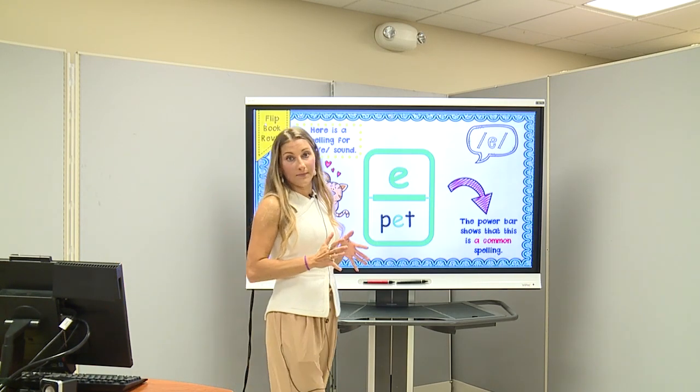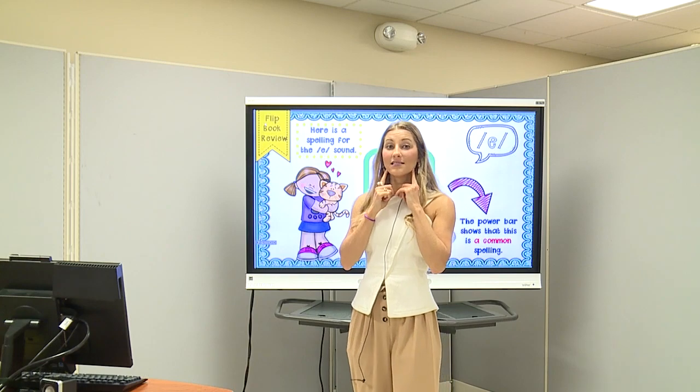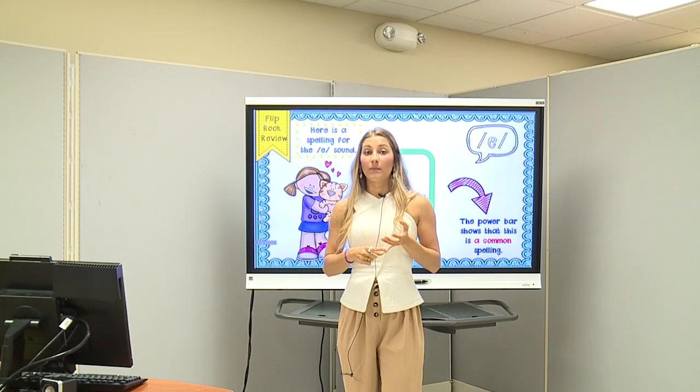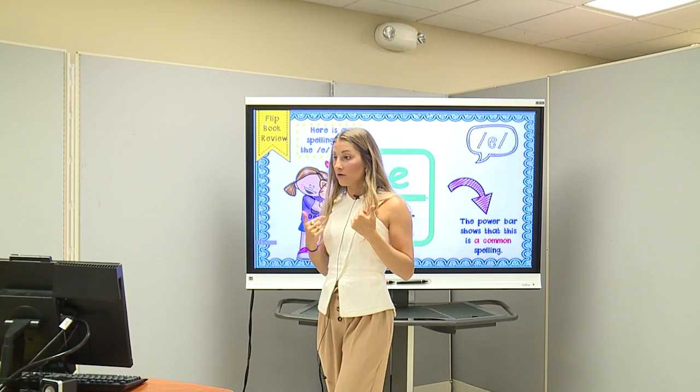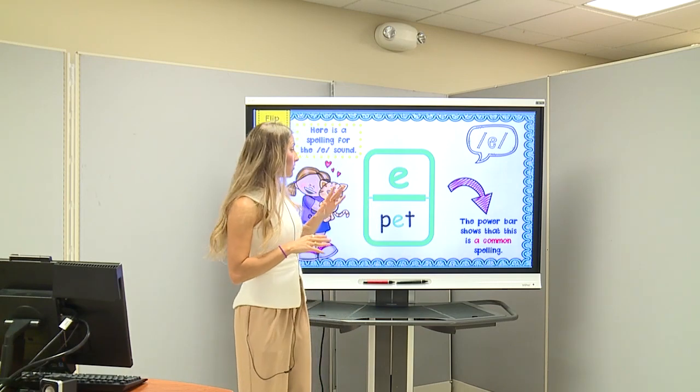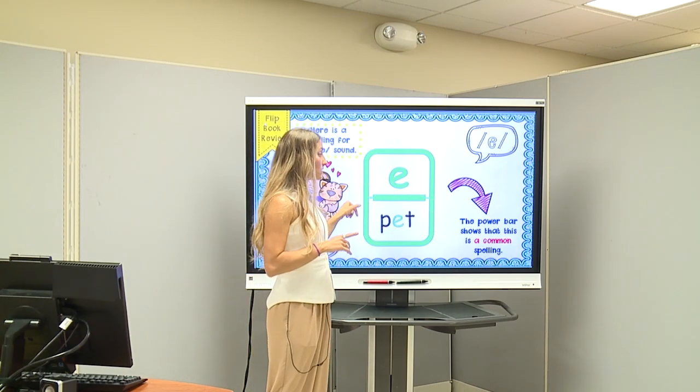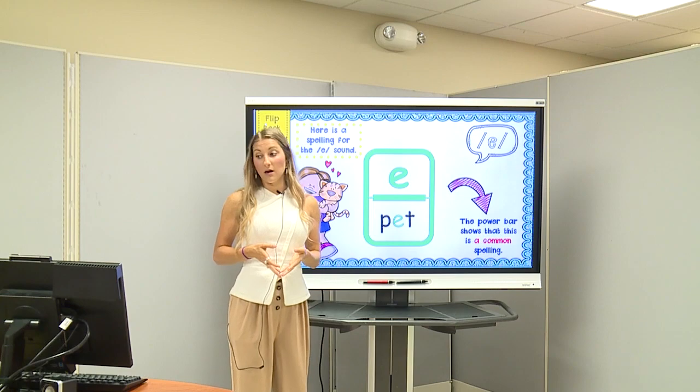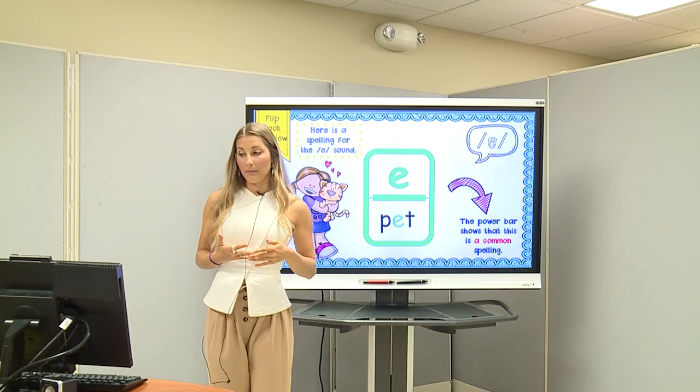So the vowel E is the eh sound. It sounds like A, but it's E. It's further in the back. The power bar right here in the middle shows us that it is a very common spelling. Not as common as A, but pretty common.